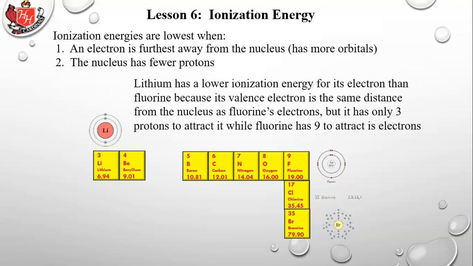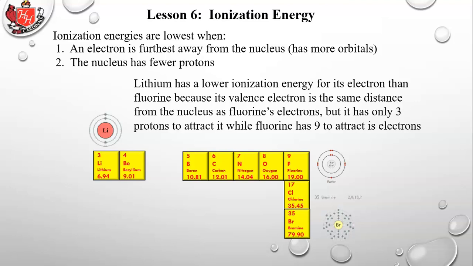Lithium, over there on the left, has a lower ionization energy for its electron than fluorine because its valence electron is the same distance from the nucleus as fluorine's, but it has only 3 protons to attract it, while fluorine has 9 to attract its electrons. So in other words, both lithium and fluorine are in the second row, second period, so they have 2 orbitals. They both have 2 orbitals.